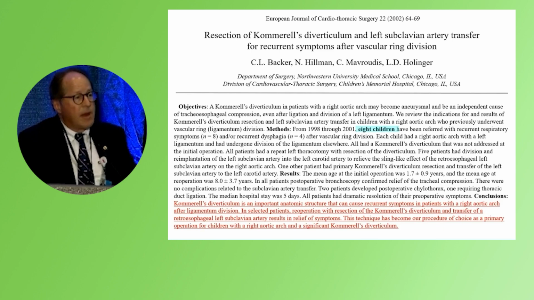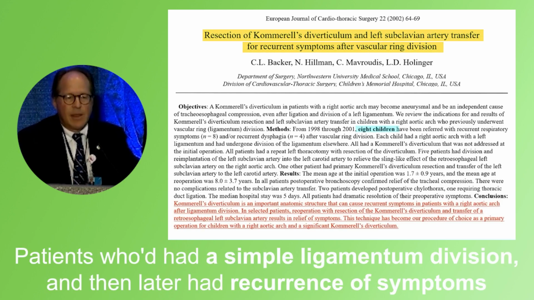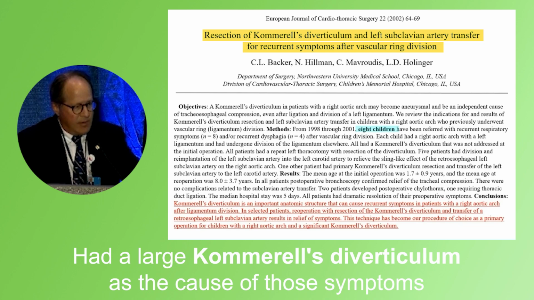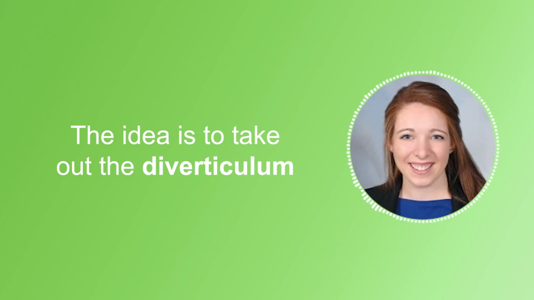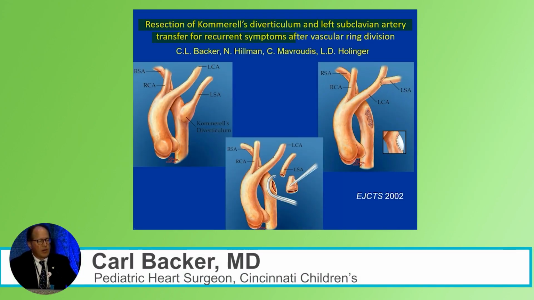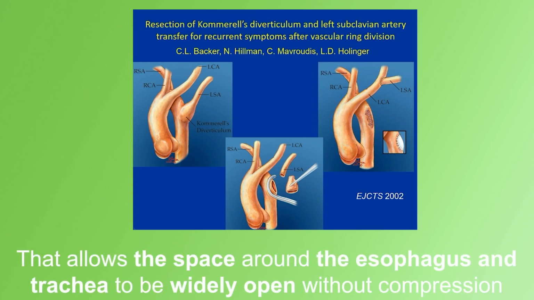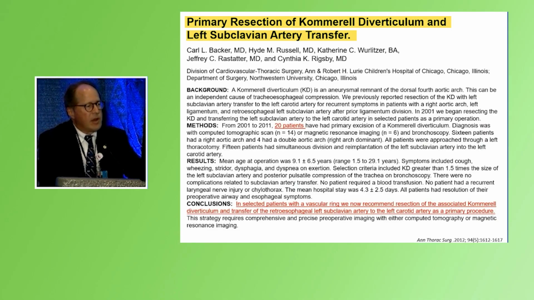We wrote a paper back in 2000 about having to reoperate on patients who'd had a simple ligamentum division and then later had recurrence of symptoms and had a large Kommerell diverticulum as the cause of those symptoms. So the idea is to take out the diverticulum. And then part of that operation is to transfer the left subclavian artery to the left carotid artery. That allows the space around the esophagus and trachea to be widely open without compression. In many of these cases, you need to do a primary resection of the Kommerell diverticulum.